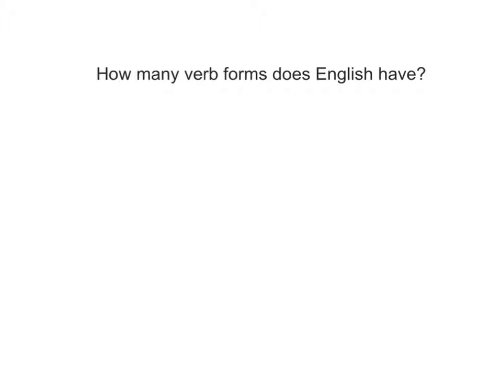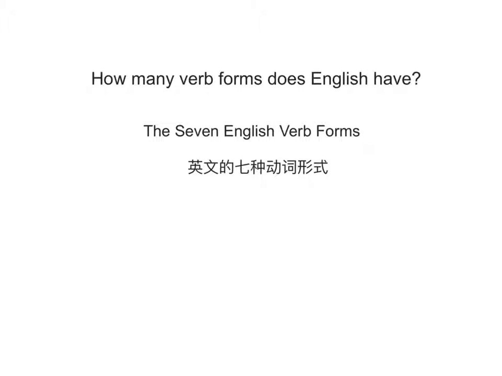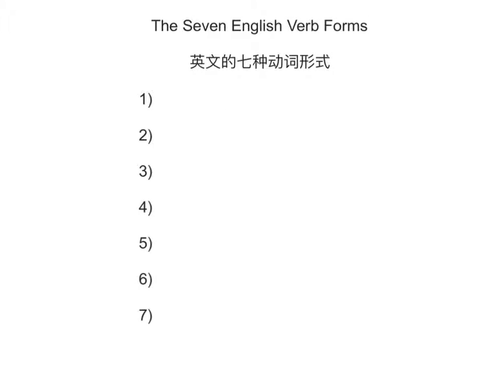Welcome back. In the last video, I left you with the question, how many verb forms does English have? The answer is 7. There are 7 verb forms in English. The first form is called the bear form. In Chinese, it is called 原形. The second verb form is called the infinitive form. In Chinese, it is called 不定式.